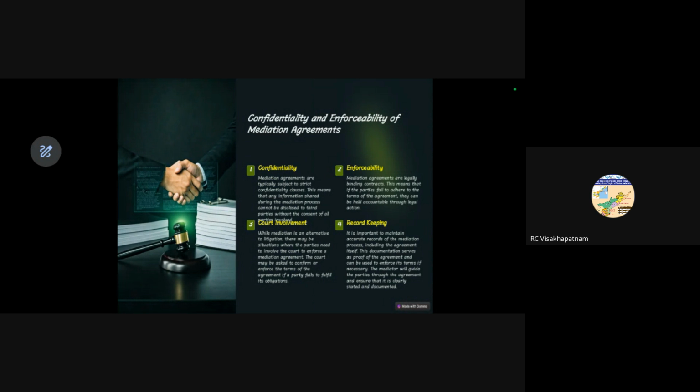Confidentiality and enforcement of mediation agreements. Is the mediation agreement confidential? Yes, because the mediation is done in a private place. Without the consent of the parties, third parties cannot access the mediation agreement. So it is confidential. As for enforceability, mediation agreements are legally binding once you make them legally binding. Next, court involvement. While mediation is an alternative to litigation, to enforce a mediation agreement you can go to the courts. Record keeping: you have to maintain record documents.